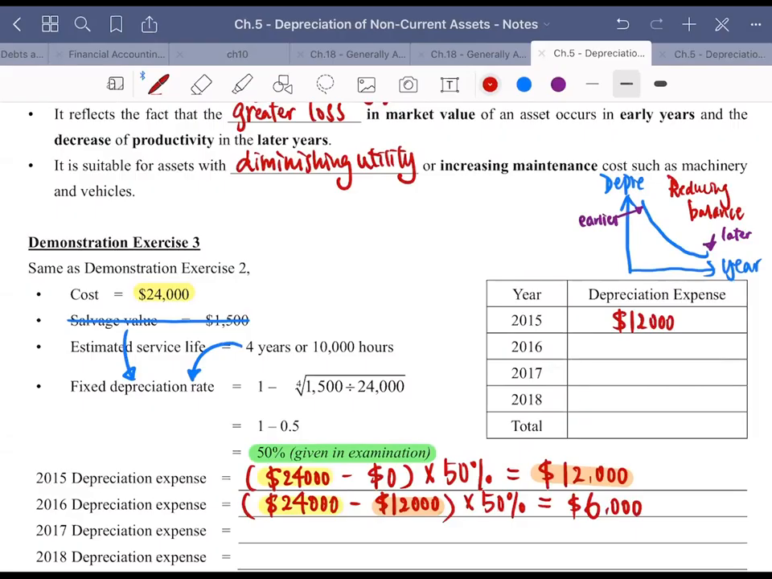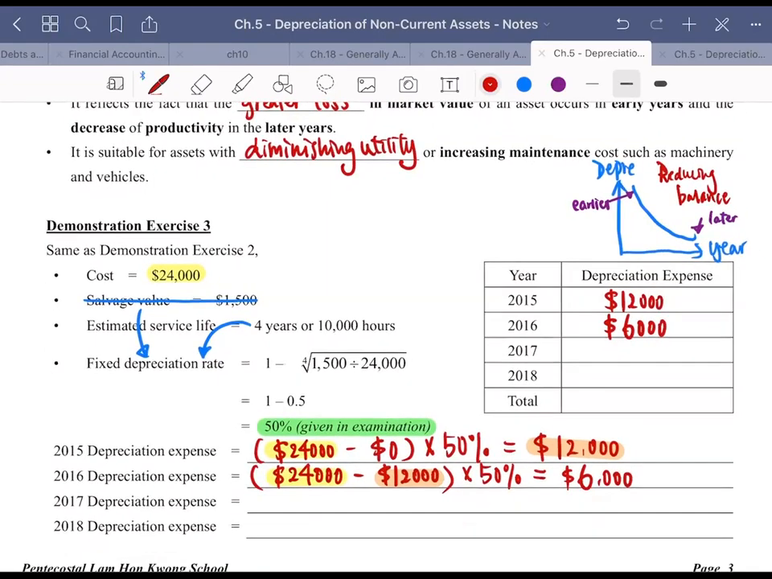So you could foresee that the accumulated depreciation would keep on growing. However, the depreciation expense over the 4 years would be decreasing year by year. So I would like you to try to get the amounts for 2017 and 2018. You could send the answer to me through the private chat room. I can help you check whether you get the correct amount. I will give you maybe 3 minutes to calculate the remaining 2 years.